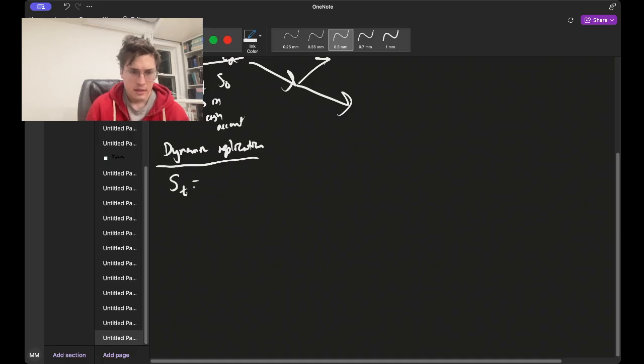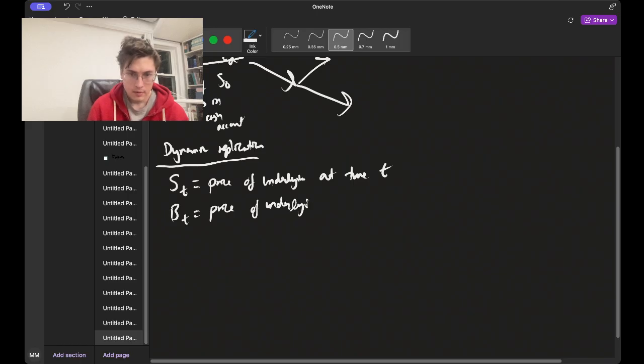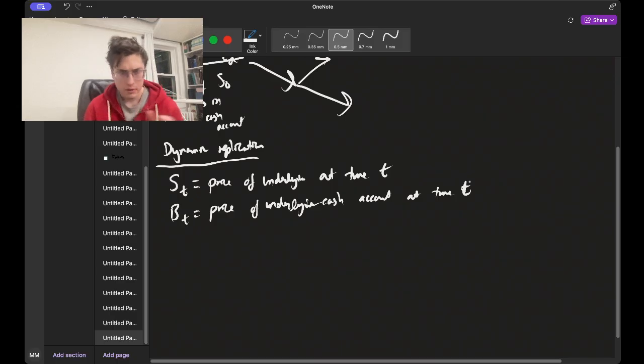So let me introduce a couple pieces of notation. Here we have S_t. S_t is, as we know, the price of the underlying stock at time t. So now in addition, we're introducing B_t, which is the price of the underlying cash account at time t. What I mean by this is that because of discounting, the cash account value sort of goes up. So B_t, namely, in this multi-period binomial model, is equal to r to the t.